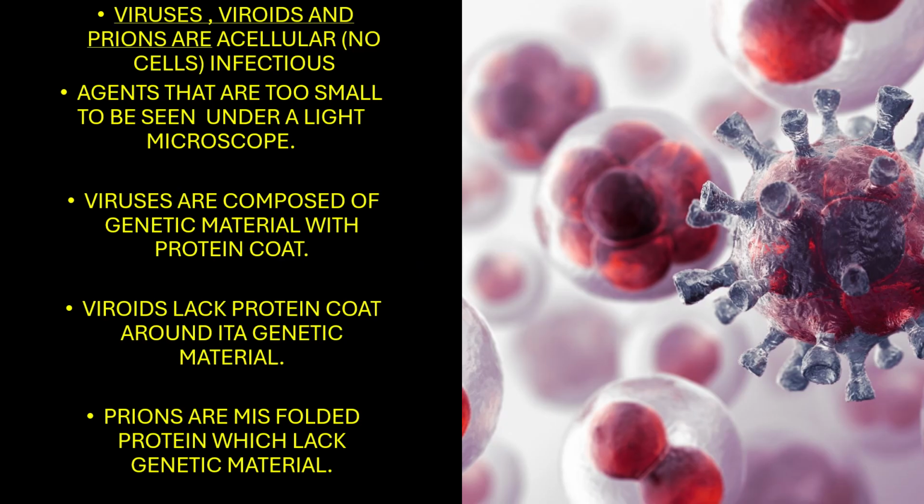Viruses, viroids and prions are acellular, no cells. They are infectious agents that are too small to be seen under a light microscope. Viruses are composed of genetic material with a protein coat. Viroids lack a protein coat around their genetic material, and prions are misfolded proteins which lack genetic material.